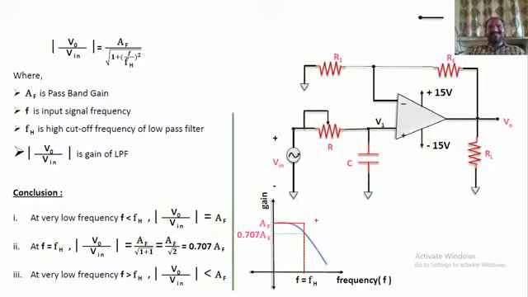Theoretical explanation means after F equals FH, we should not get any signal at the output. But practically, we are getting some signal at the output. We are expecting the sharp cut, but this is what we are having. So after the cutoff frequency also, we are getting some signal at the output of this particular circuit. Clear. So this is a practical explanation.